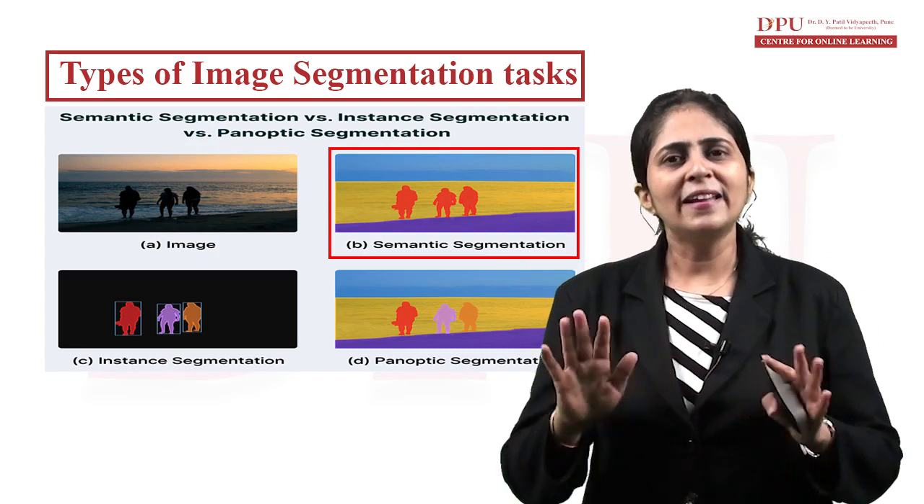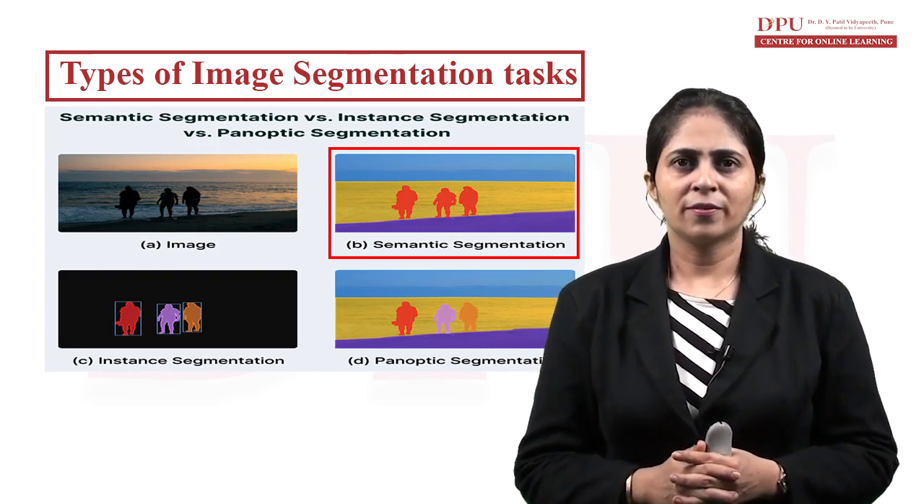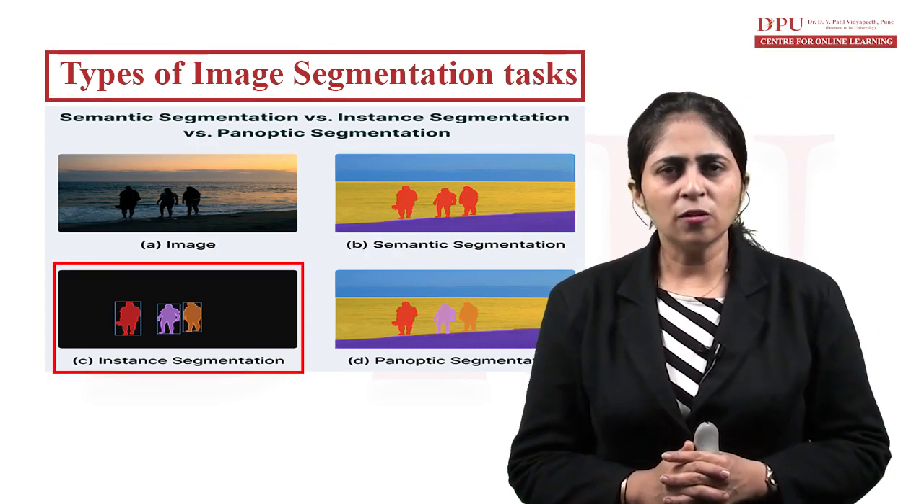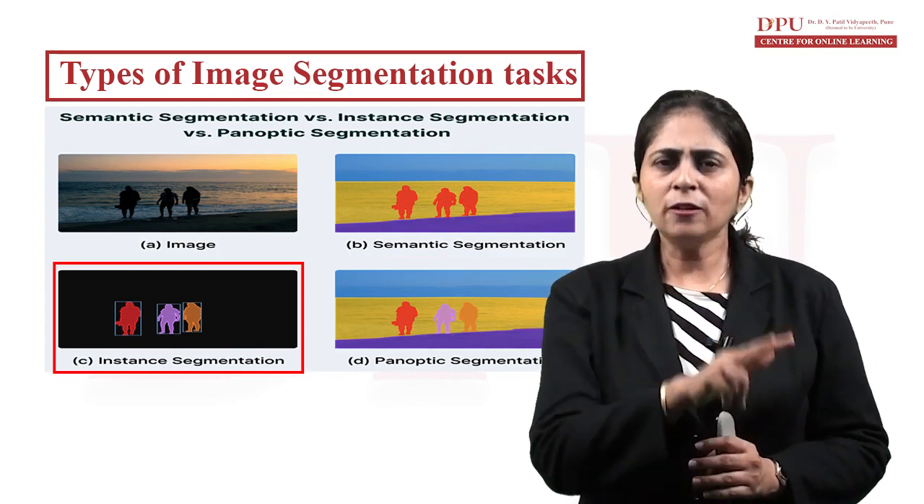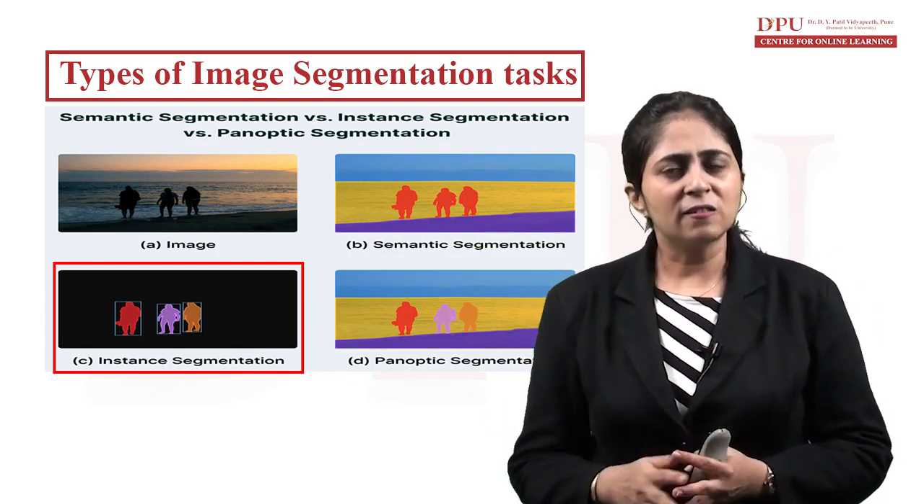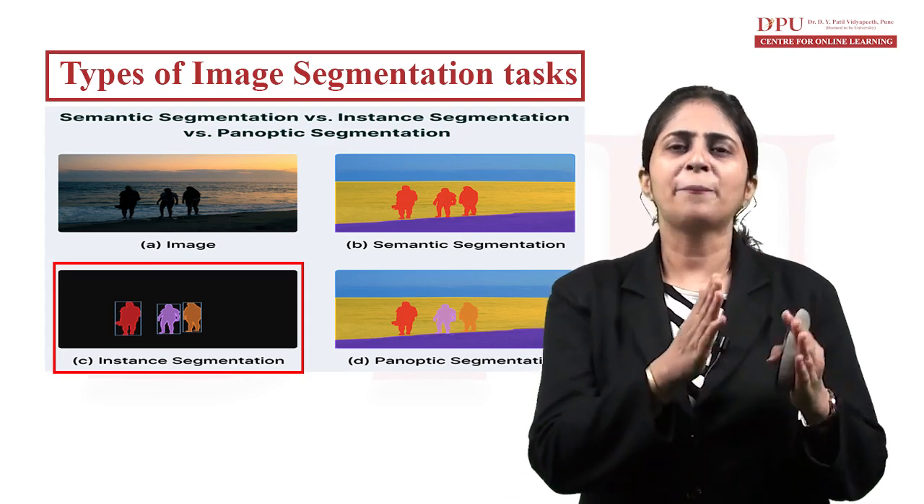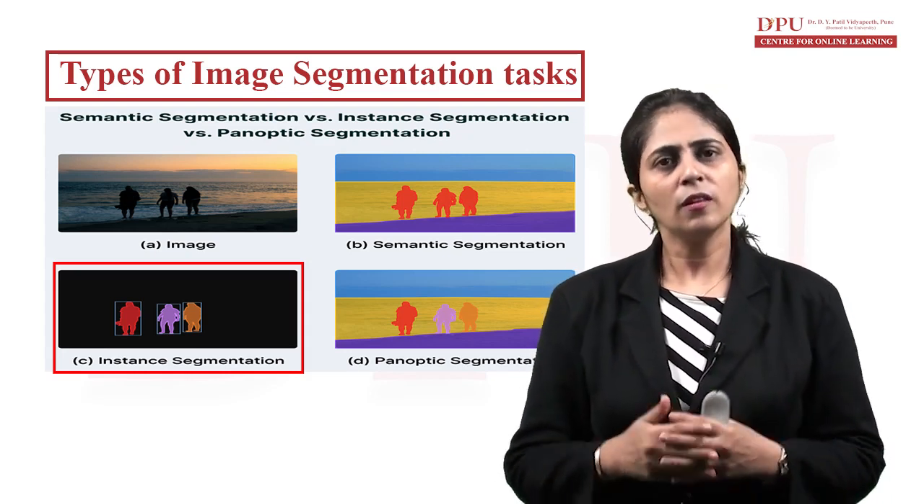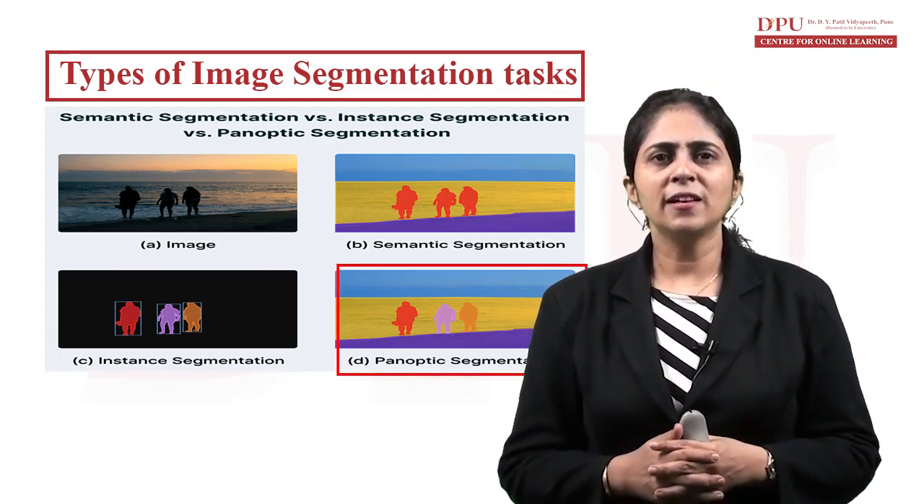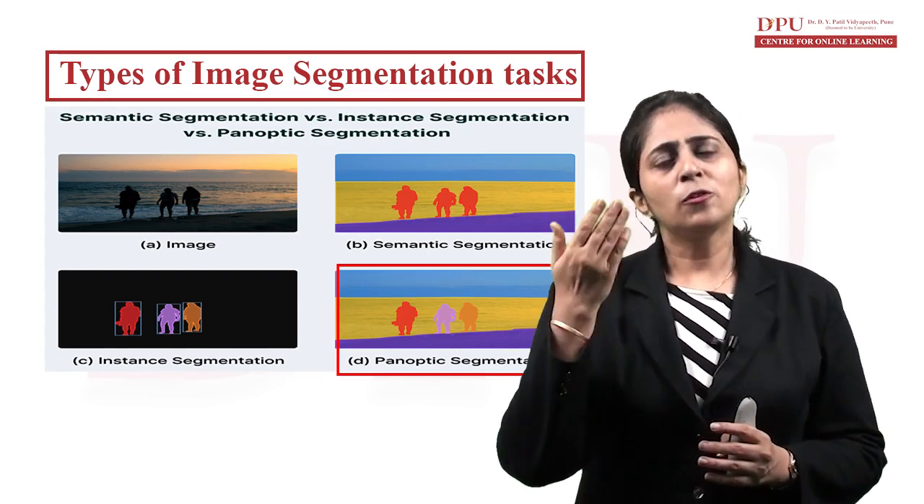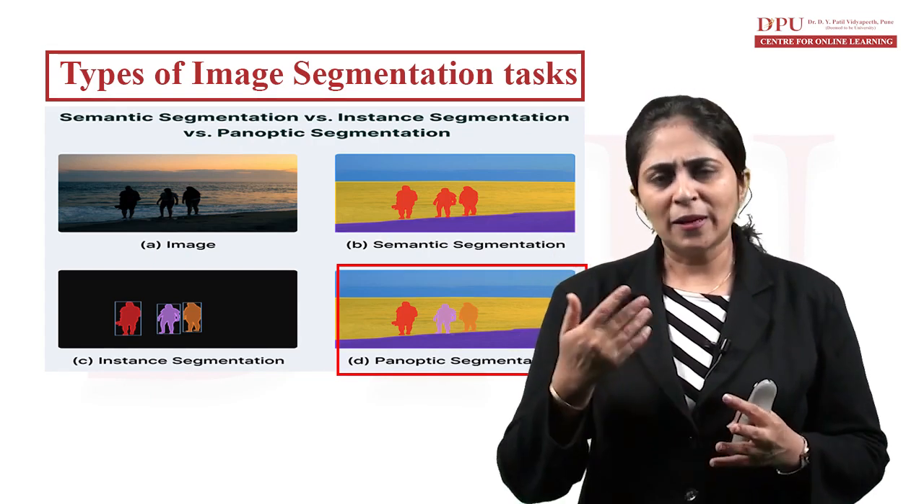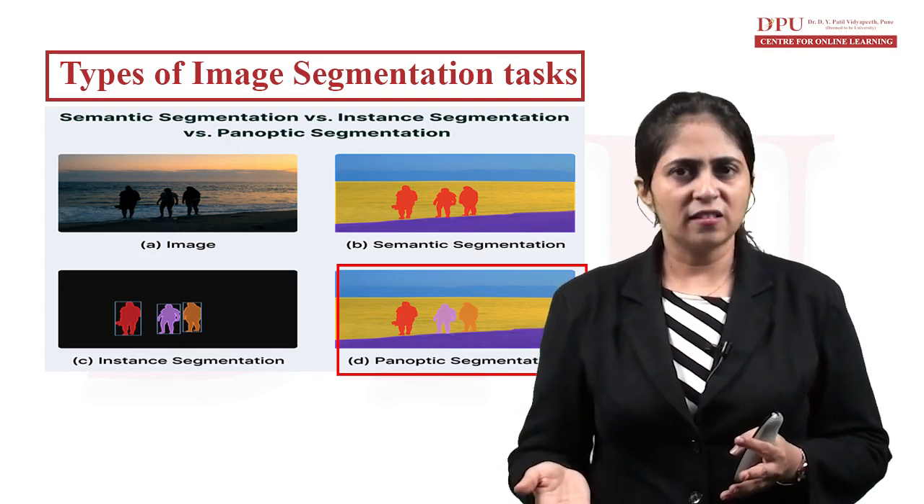It will not provide any details about it. In instance segmentation, what will happen? It will determine all these 3 persons as separate instances. Now, in panoptic segmentation, it will do the semantic segmentation as well as instance segmentation.